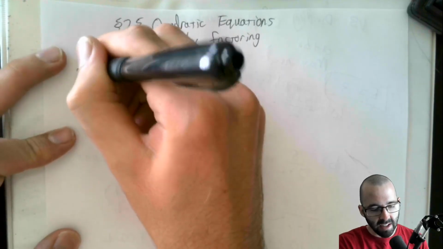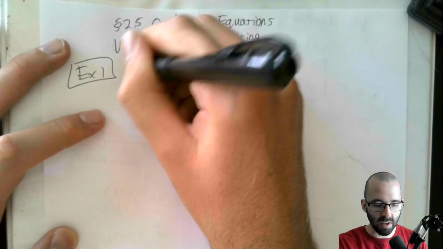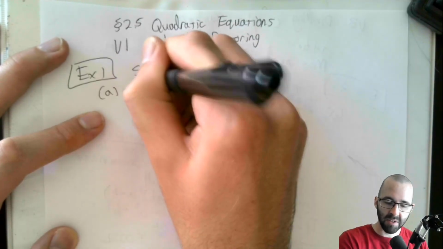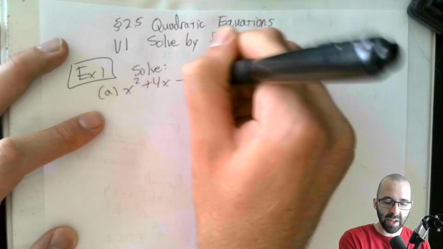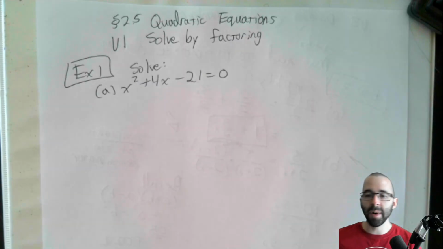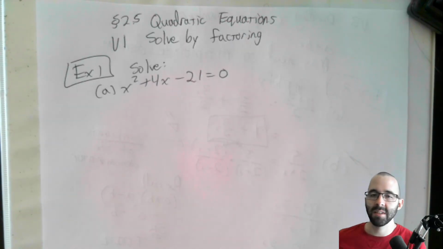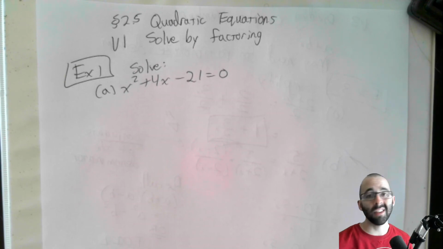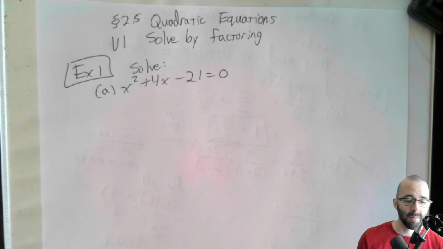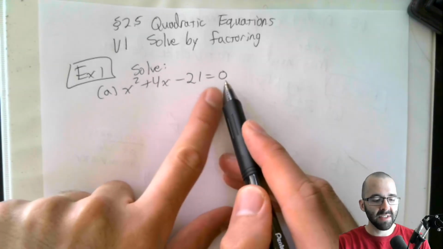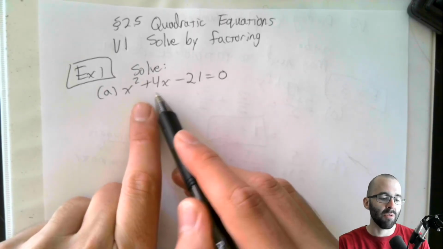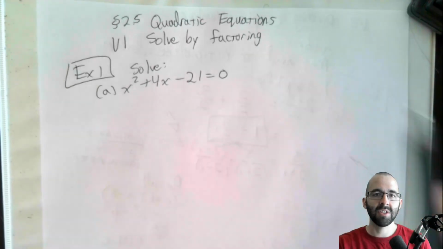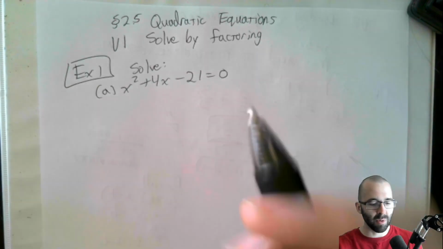So if we get something like example 1, solve the problems. Part A, x squared plus 4x minus 21 equals 0. Whenever possible, you should try to solve things by factoring. It's going to be very quick, and you're likely going to make very few mistakes. If we have something equal to 0 and you factor it, factored things equal to 0 are very easy to solve. It's just true in each part is 0. So we try to factor this.